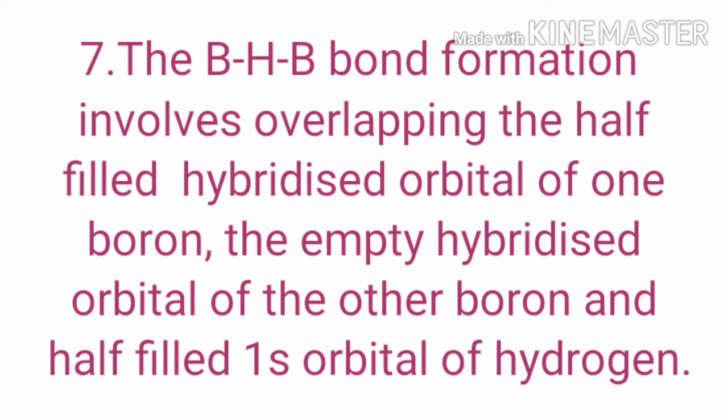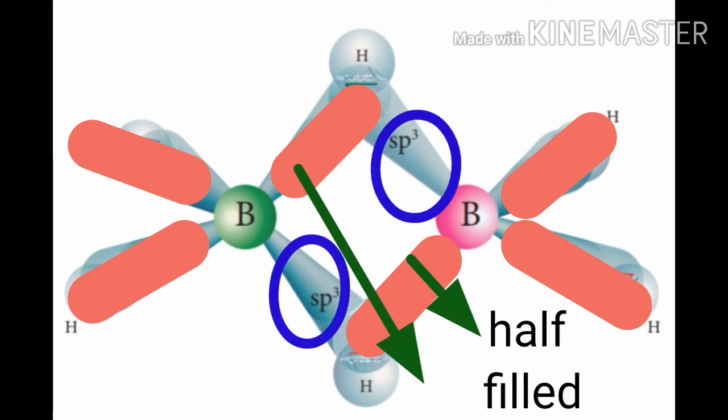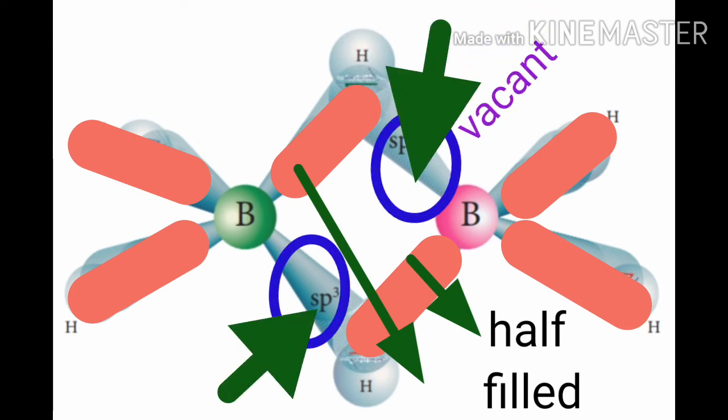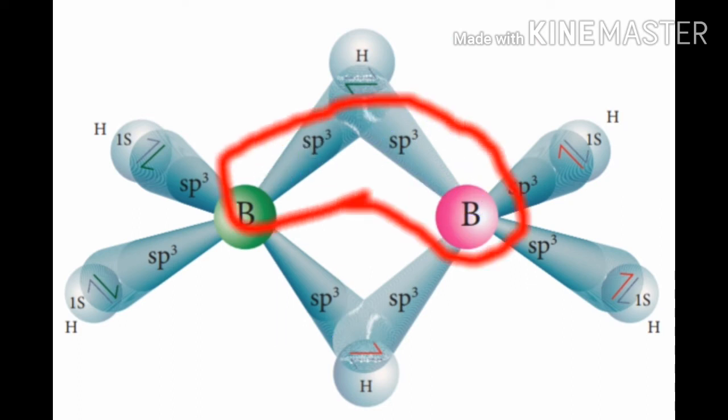Now 7th point, the BHB bond formation involves overlapping the half-filled hybridized orbital of one boron, the empty hybridized orbital of the other boron and half-filled 1s orbital of the hydrogen atom. See the diagram. One half-filled electron and empty orbital of the boron atom is shown in the diagram. You can understand from the picture. Next we are going to see how the boron hydrogen boron bond is made.